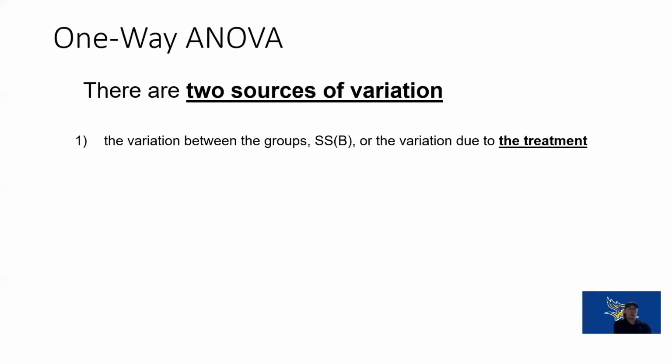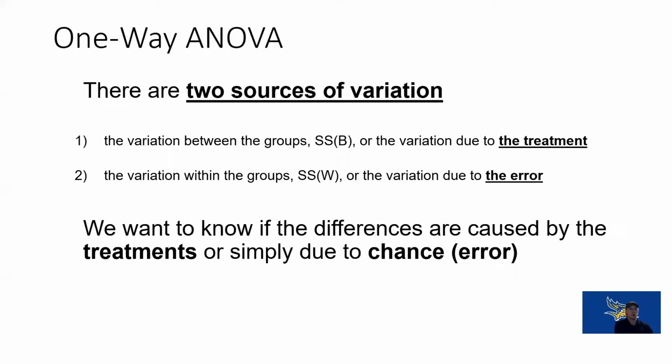So there are sort of 2 sources of variation, from the treatment and the error, or the sum of squares between and the sum of squares within. And we want to know if the difference is due to the treatment or if the differences are just errors. Similar to our t-test where we're comparing the difference to the standard error, we're looking at the variance due to the treatment versus just error.